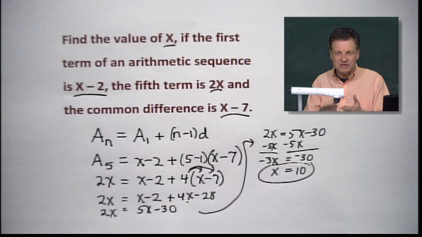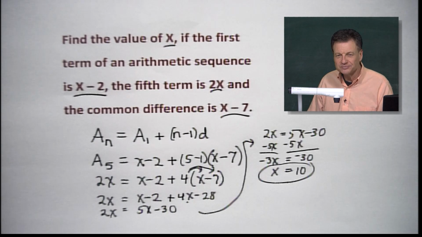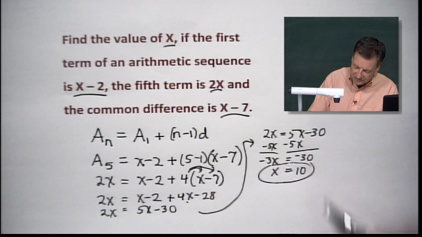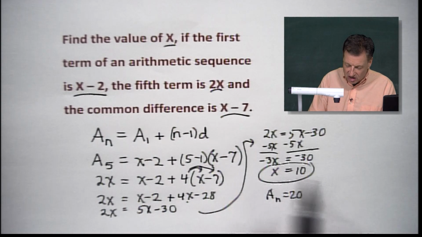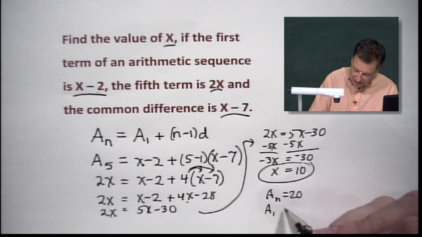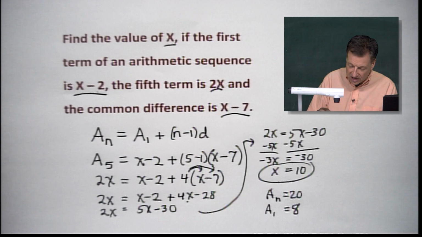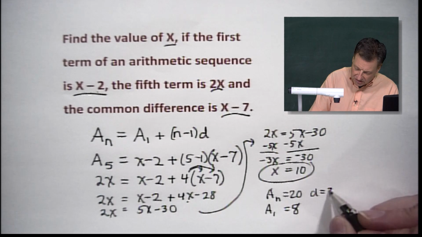You know me, I want us to be sure it checks out. Everywhere we see an x, we are going to put our values in. So the fifth term was 2 times 10, so a sub 5 equals 20. The first term, judging from 10 minus 2, our a1 is going to equal 8. That sounds good. And our common difference is going to be 10 minus 7, so d is equal to 3.